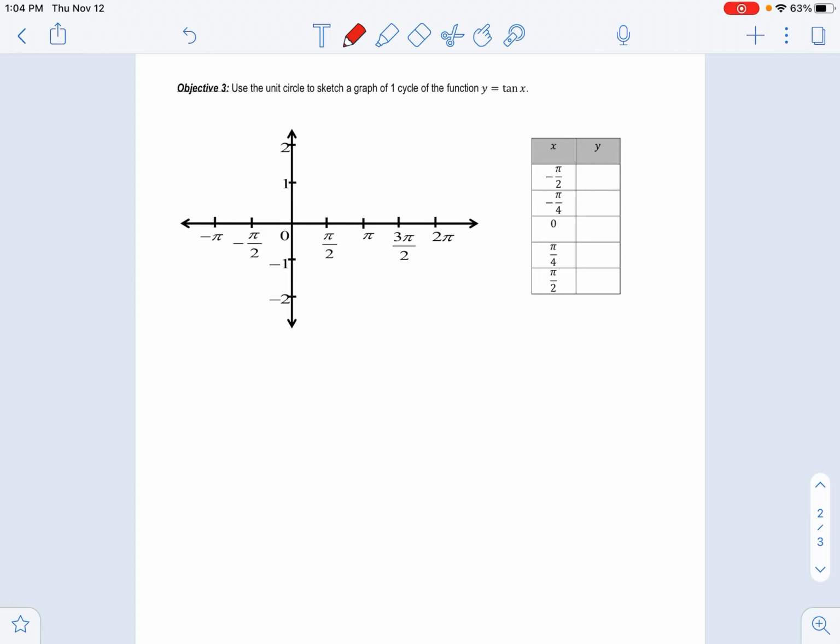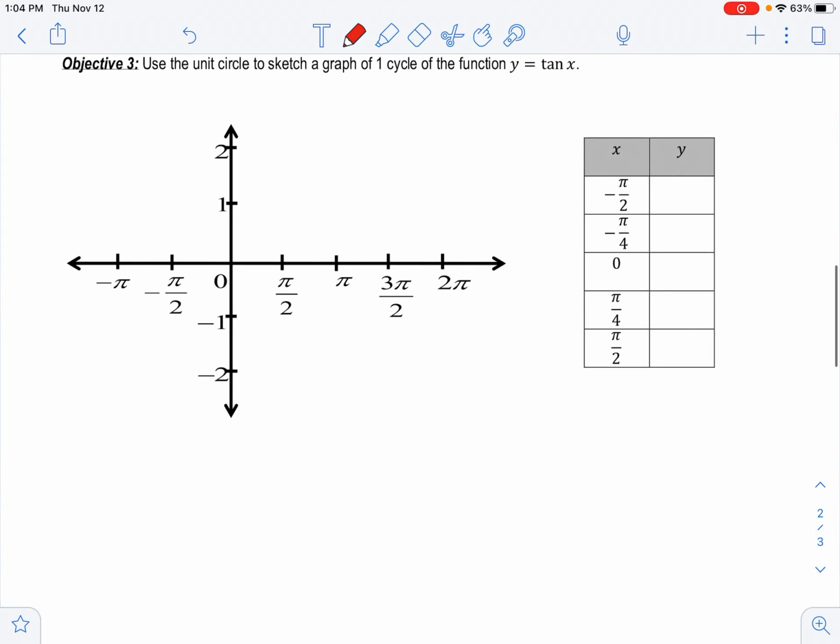Okay, last but not least, we're going to look at tangent. When I'm asking for tangent, I'm asking you for tangent of negative pi over 2, tangent of negative pi over 4, tangent of 0, tangent of pi over 4, and tangent of pi over 2. I'll start off by doing tangent of pi over 4 because I have that memorized. That's tangent of 45 degrees. That answers 1. But let's get the other ones here.